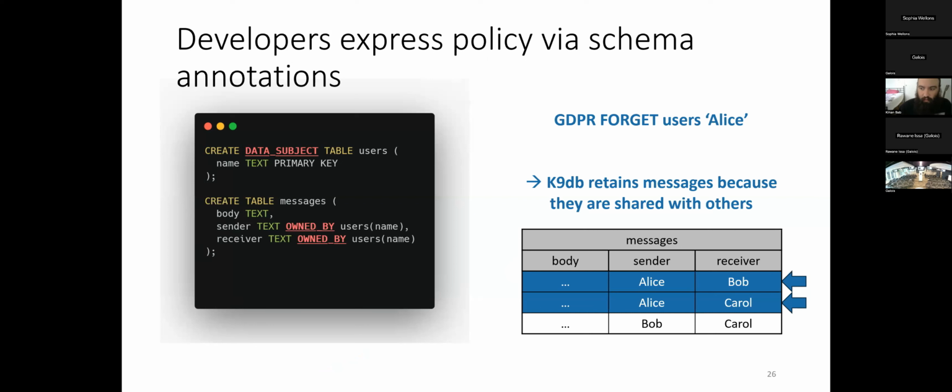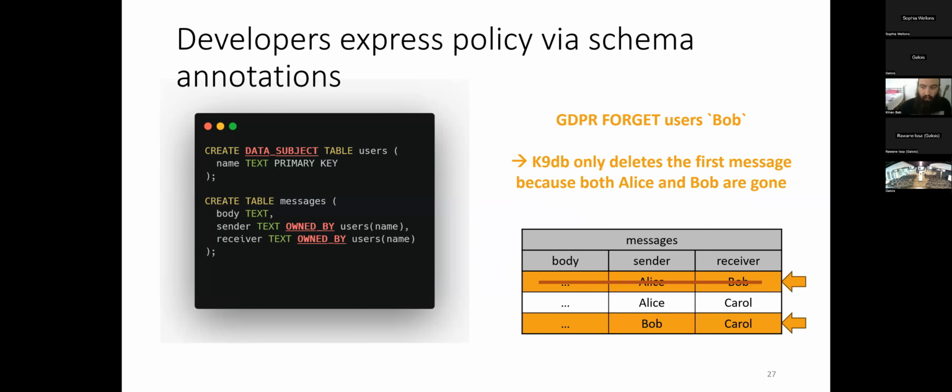The developer expresses this policy decision by annotating both the sender and the receiver foreign keys with the owned by annotation. Given these annotations, when Alice requests deletion, K9db retains all the messages. However, if in the future Bob requests deletion, then K9db deletes the message that is shared between Alice and Bob, but keeps the other messages because they're related to at least one active user, in this case, Carol.